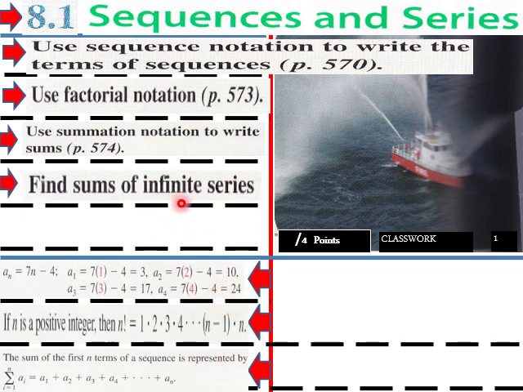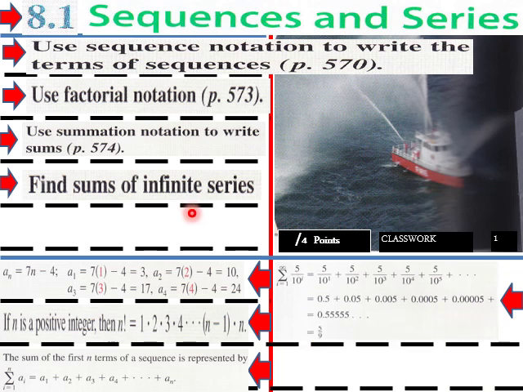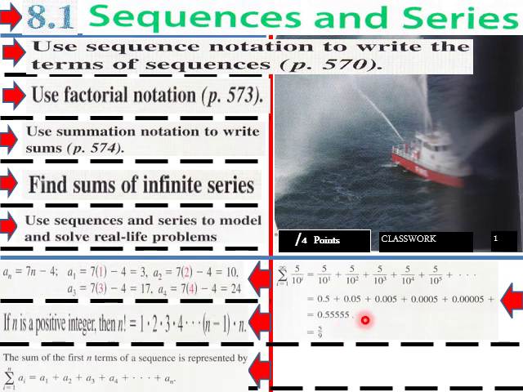And then find sums of an infinite series. An example of that would be here. For the sum of an infinite series, infinity will be your top limit, and then i would equal 1. So you start with 1 and you go out to infinity, and when you add these it approaches 0.5555, which when you write it as a fraction will be 5 over 9.